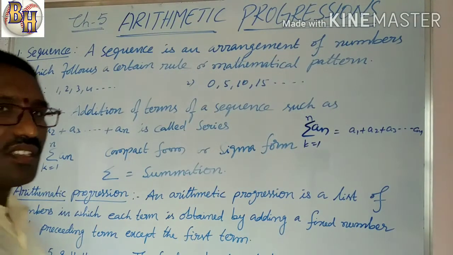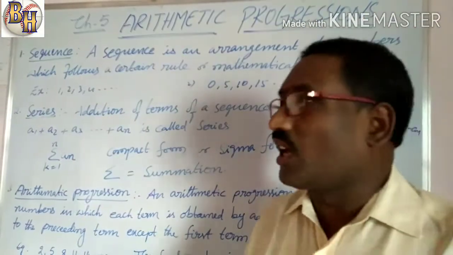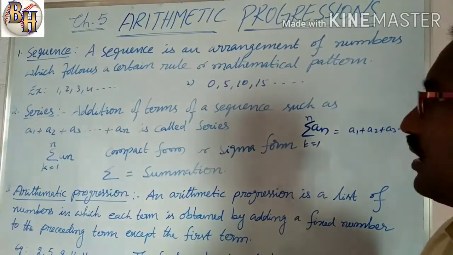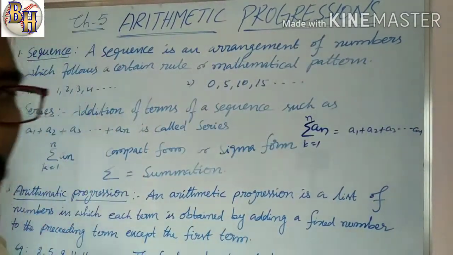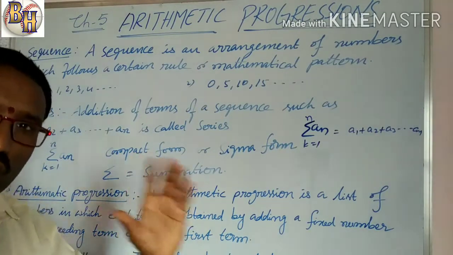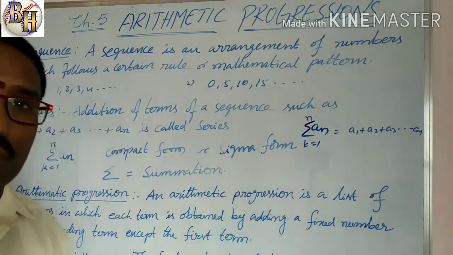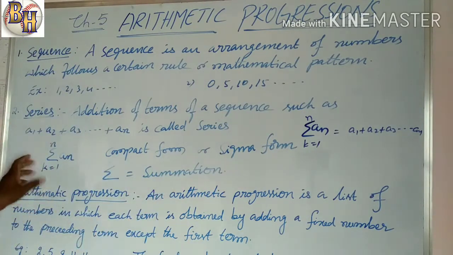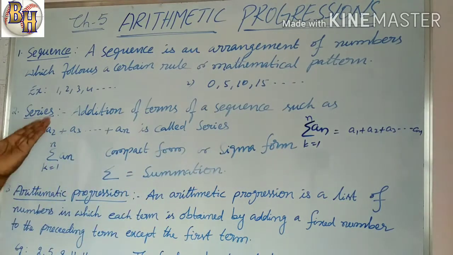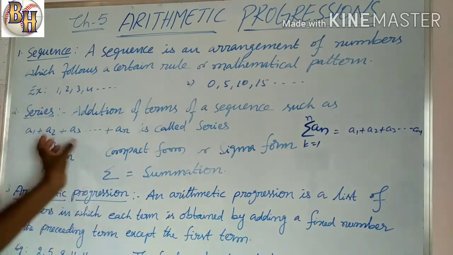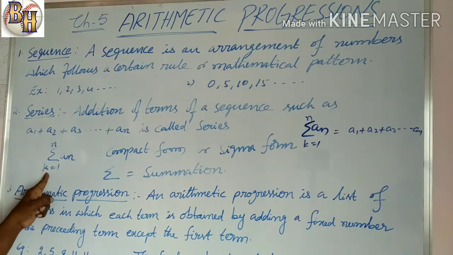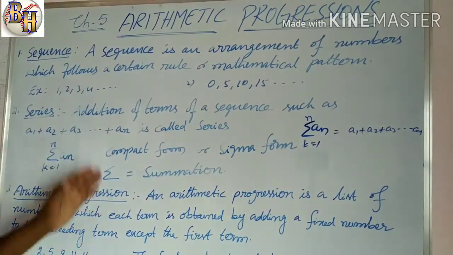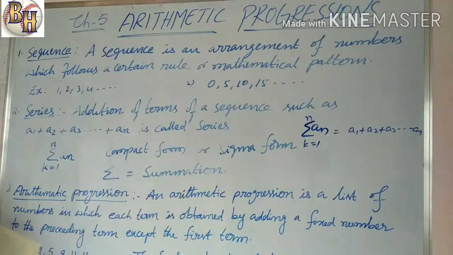Don't confuse, my dear children. A sequence is an arrangement of numbers following a certain rule. That is called a sequence. Series means the sum of the terms of the sequence. That is called a series. It is written as a1 plus a2 plus a3 plus and so on up to an, which can be written as sigma k is equal to 1 to n. Sigma means summation, that means sum. That is the compact form or sigma form.